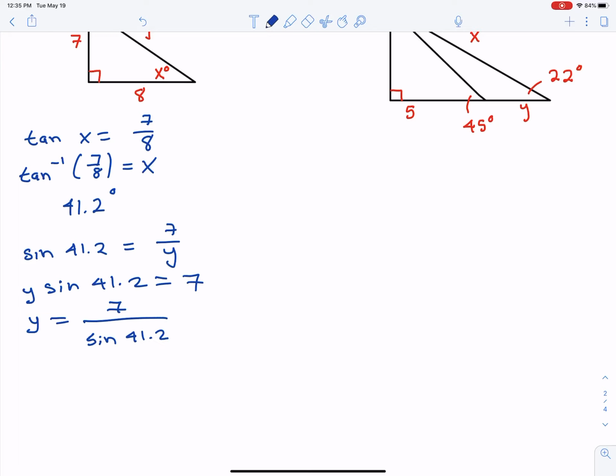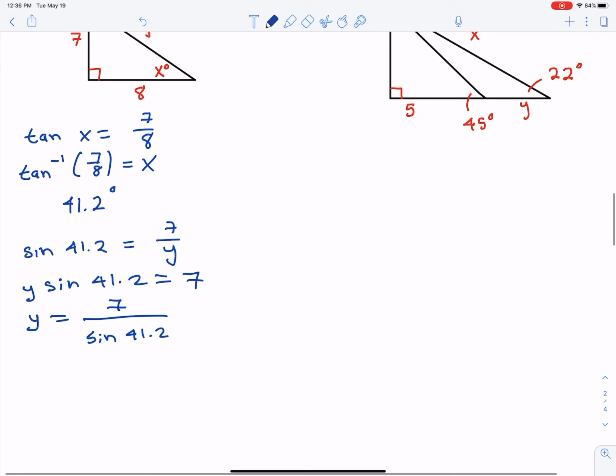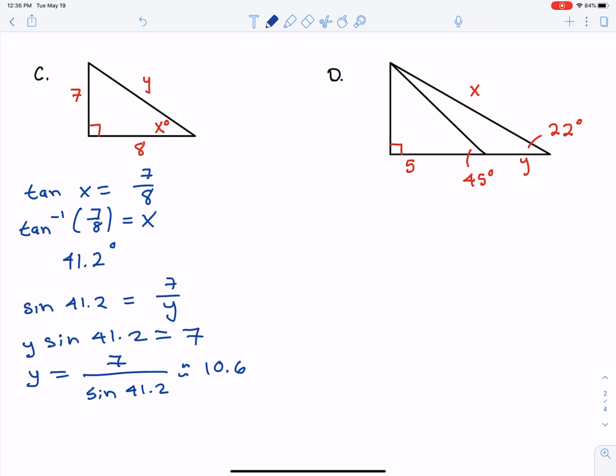And let's see what we get there. Whoops, I messed up. Let's try that again. So it is 7 divided by sine 41.2, and that gives me approximately, right, because this is an approximate value, 10.6, whatever our units are. Okay, so we found y.